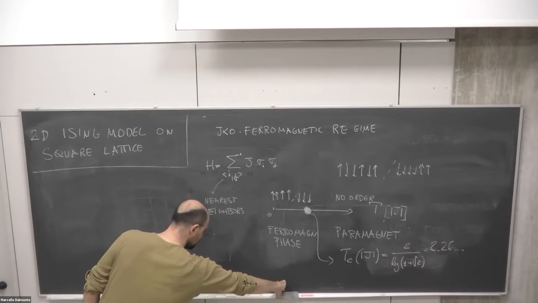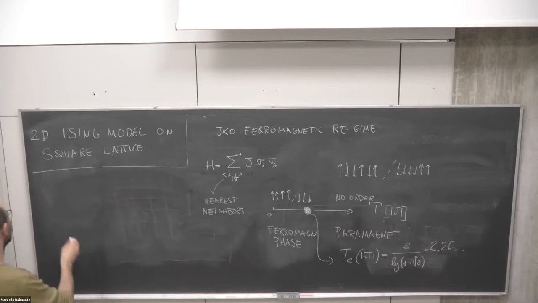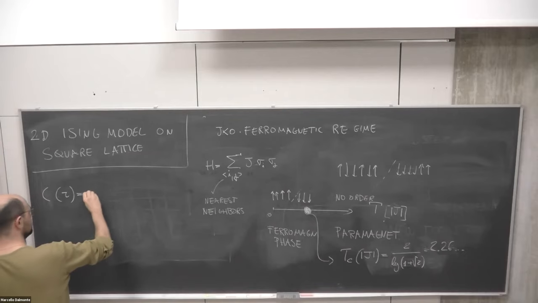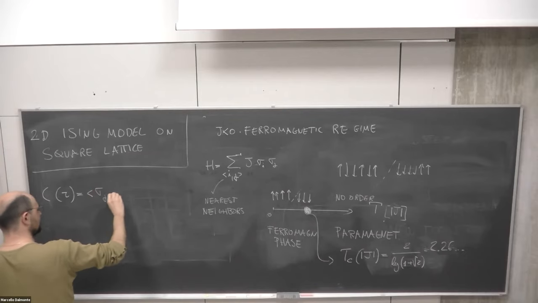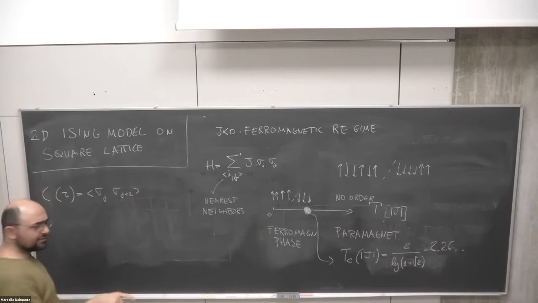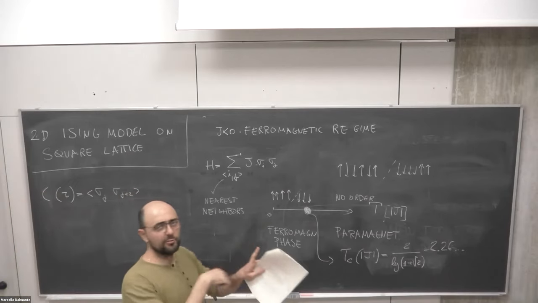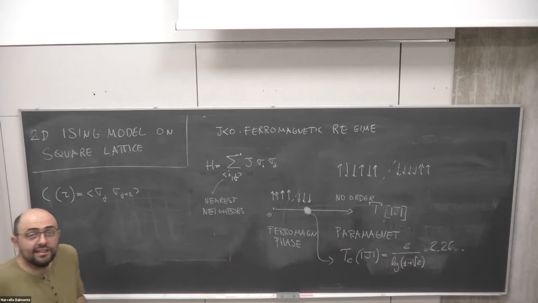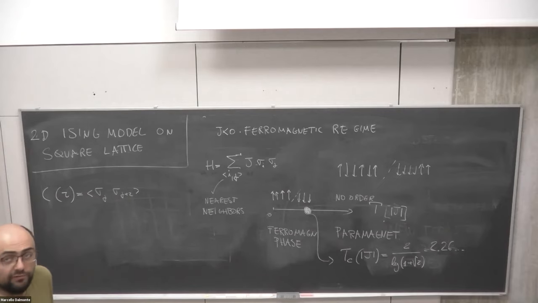We want to describe the system by looking at the correlation between two spins at a distance r. And I define it for simplicity as C(r) equals the average of sigma_j sigma_{j+r}. It does not really matter in which direction we are looking. Suppose that we are only looking in one direction and the system is isotropic. Now, how will this correlation function behave?